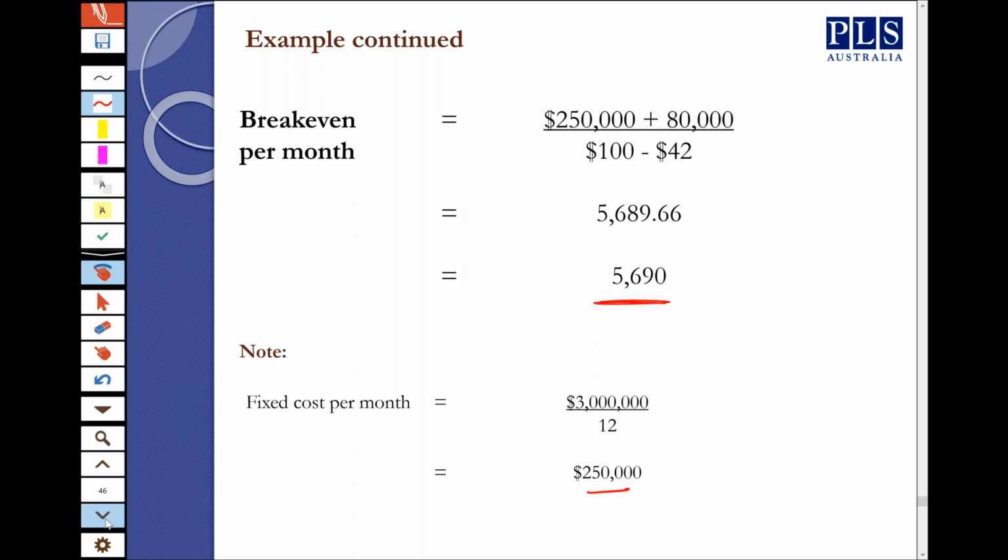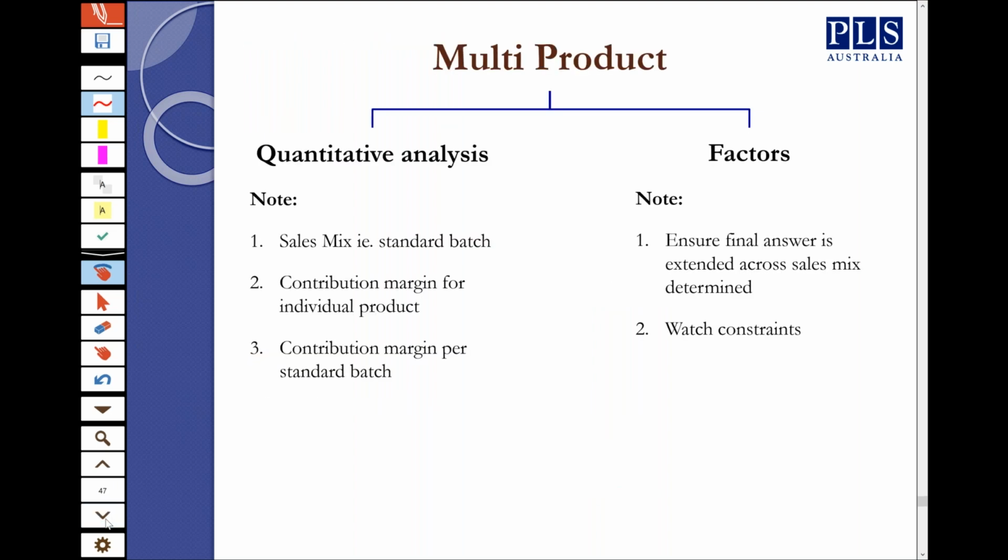As you then build, however, you then come to your multi-product scenario. Now, from a multi-product scenario, you're going to have to pick up on the logic of your sales mix, or what they refer to as the standard batch. You pick up your contribution margin for the individual product, your contribution margin for the standard batch. You've got to make sure that you extend your final answer across to your sales mix that has been determined.